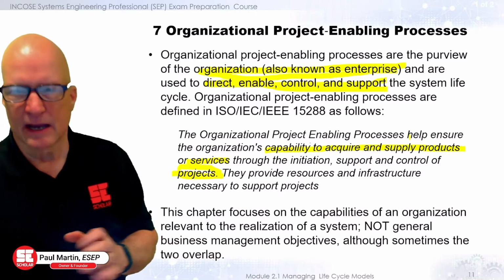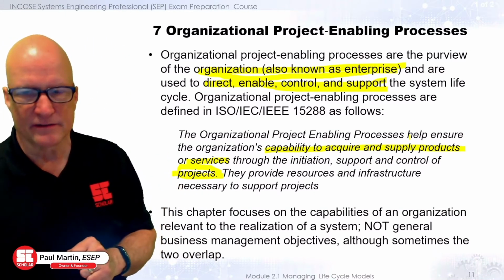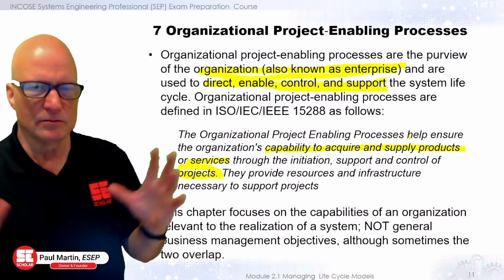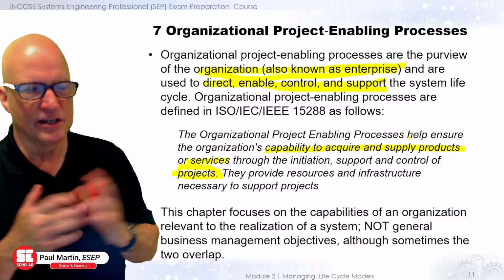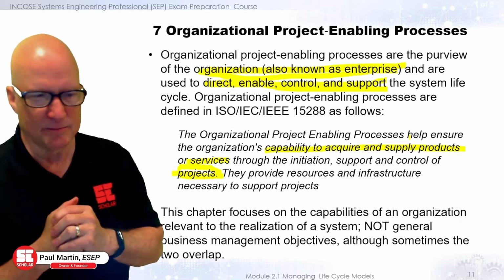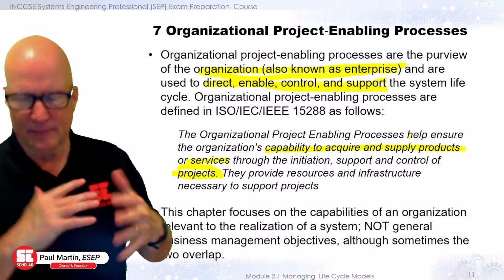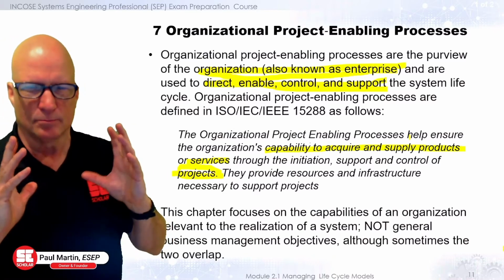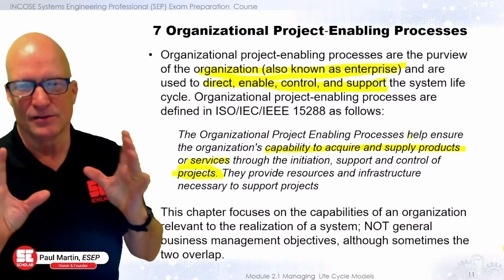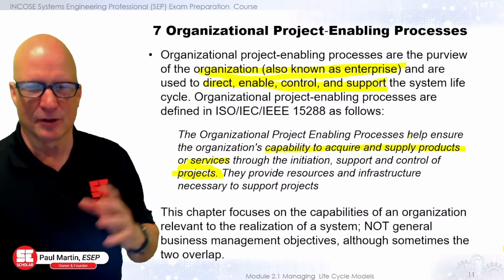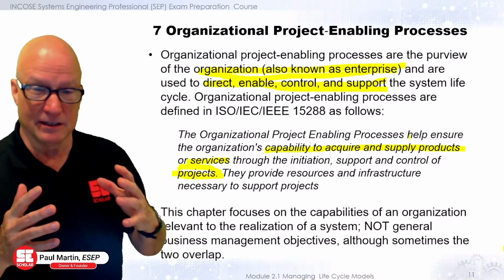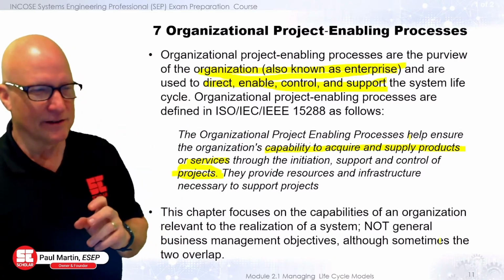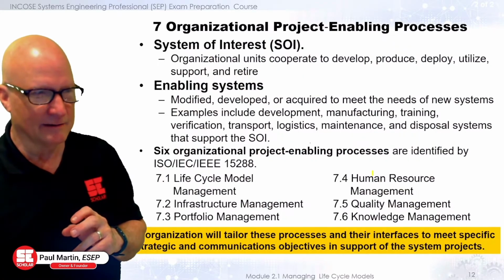So they provide resources and infrastructure necessary to support projects. So that's what this chapter focuses on. Don't think of this as general business management objectives. They do overlap at times, but if you want to organize or put together an organization, you don't want to use this handbook, okay? This handbook just tells you what the organization needs to do to support systems engineering within the project, okay? So that's what we're looking at here.